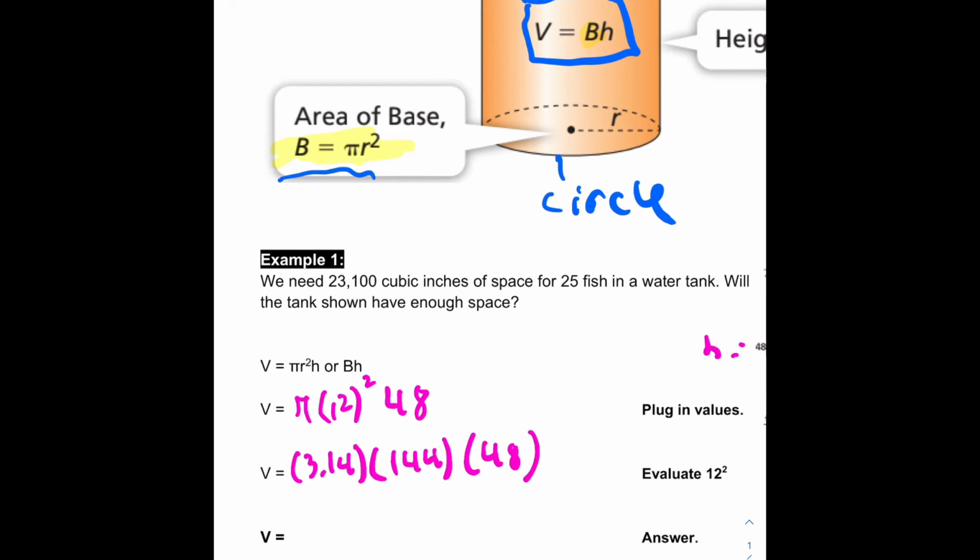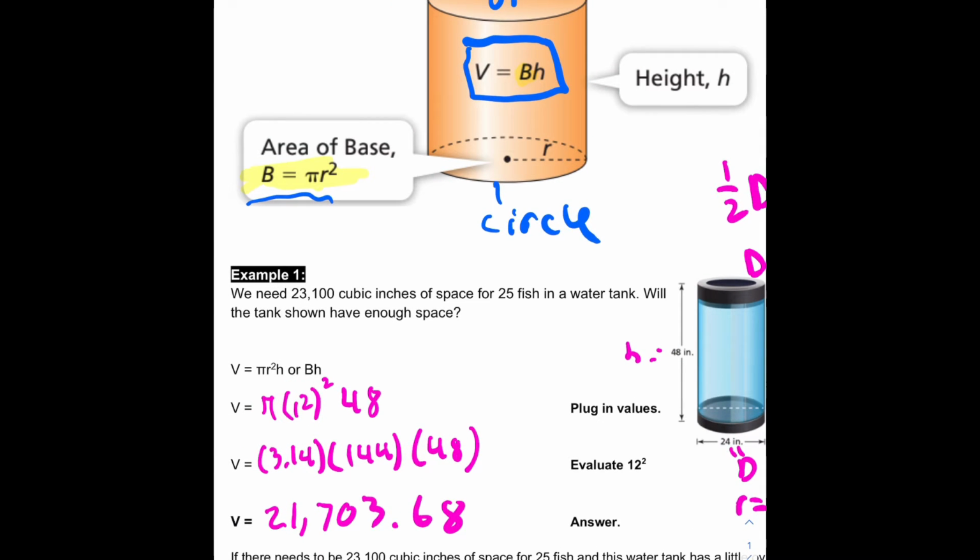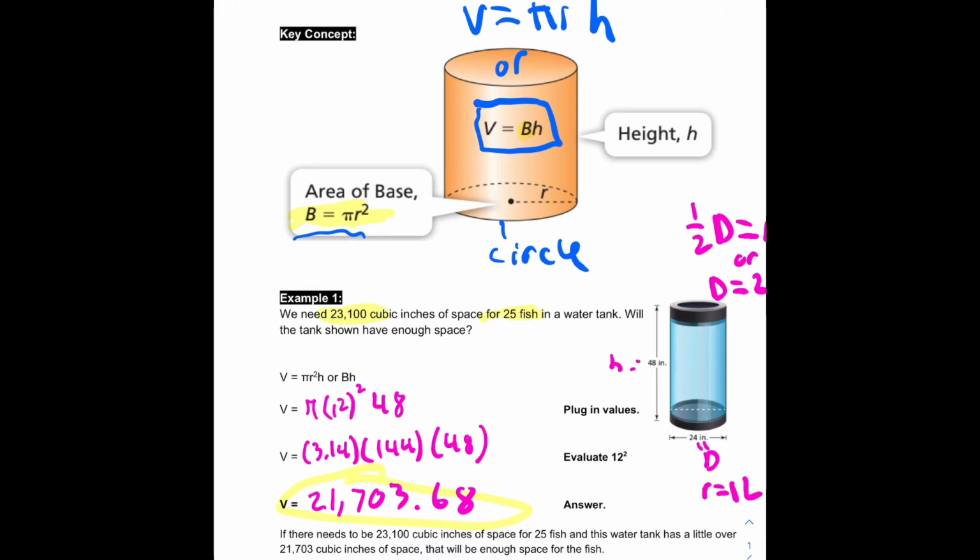And again, you can absolutely use a calculator on these. So 3.14 times 144 times 48 is 21,703.68. The question says we need 23,100 cubic inches of space for 25 fish. Will the tank have enough space? Well, since this number is less, if there needs to be 23,100 cubic inches of space, and this fish tank has a little over 21,703, that will, this is incorrect, not be enough space, because 21,703 is smaller than 23,100.